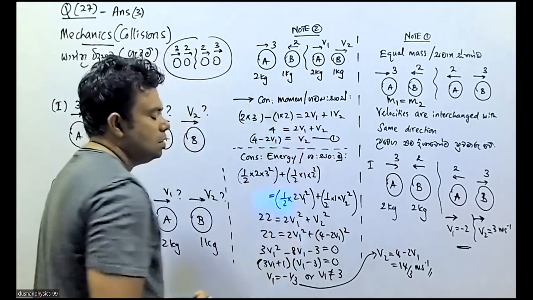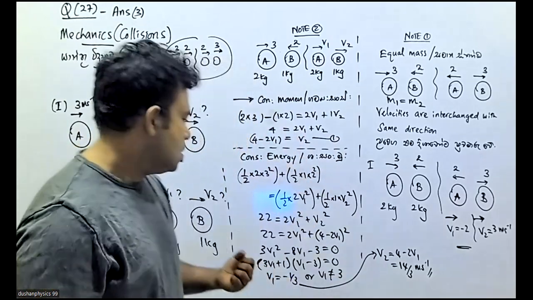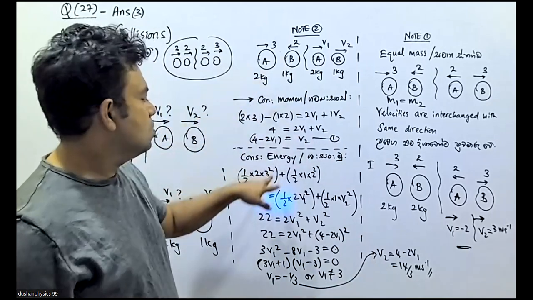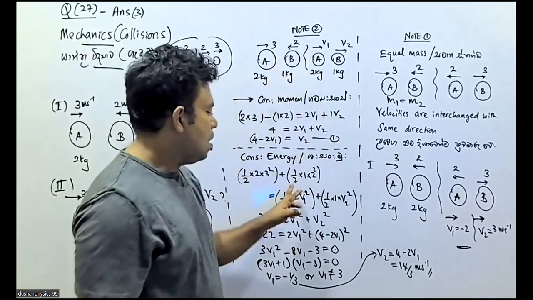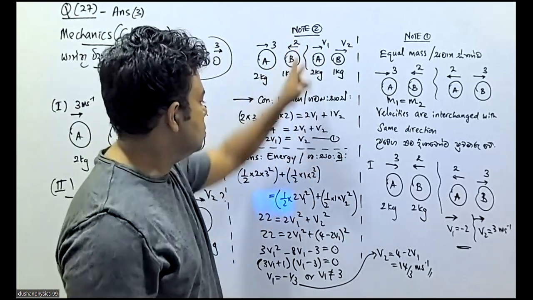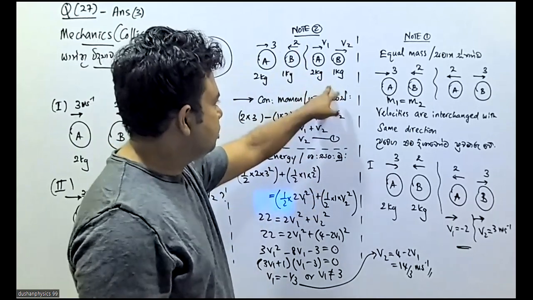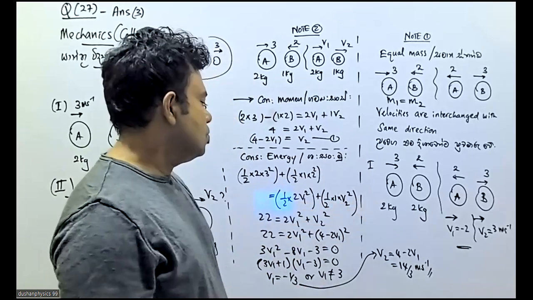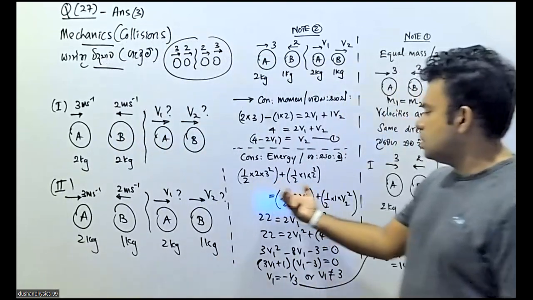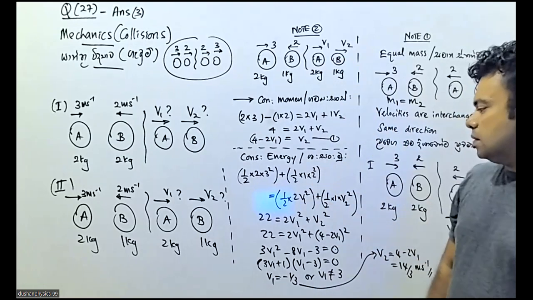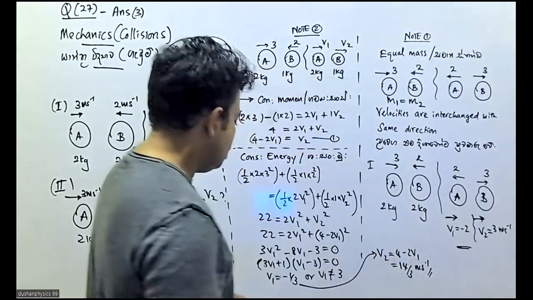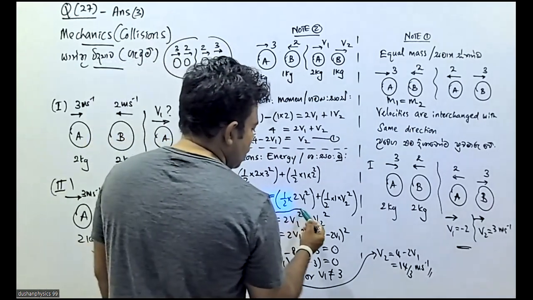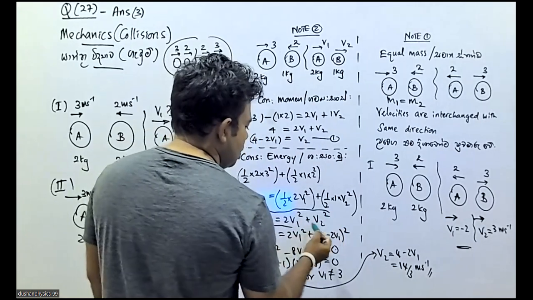Conservation of energy, the second part. Half m v squared: half into 2 into 3 squared, plus half into 1 into 2 squared, equals the other side, half into 2 into V1 squared plus half into 1 into V2 squared. If you simplify this, you will get the equation 22 equals 2 V1 squared plus V2 squared.